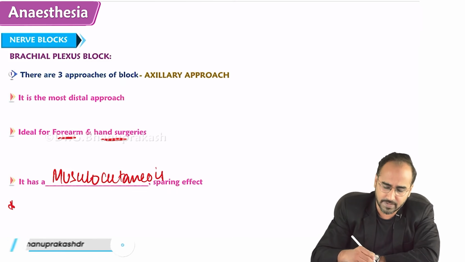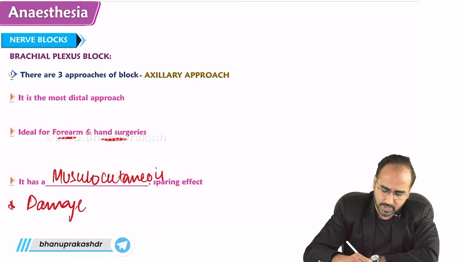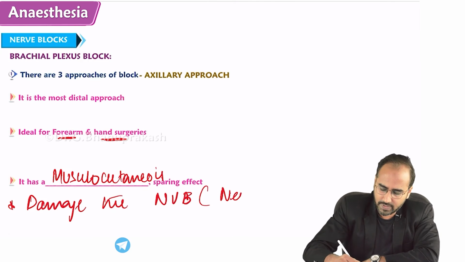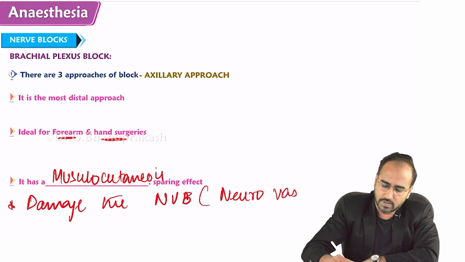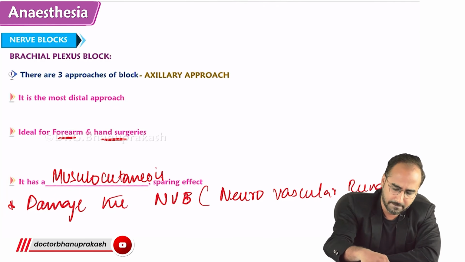With this axillary approach, you can easily damage the neurovascular bundle. You can damage the NVB. What is NVB? NVB is the neurovascular bundle.